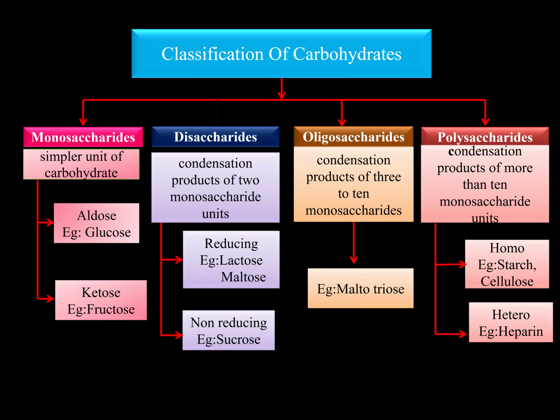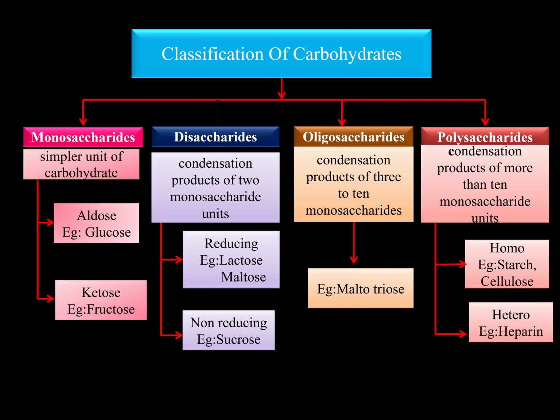Carbohydrates can be classified as reducing sugars and non-reducing sugars. Reducing sugars have a free aldehyde group or a free ketone group in solution, so they can reduce reagents like Benedict's solution. Examples are glucose, lactose, and maltose. Non-reducing sugars do not show this property. A common example is sucrose.